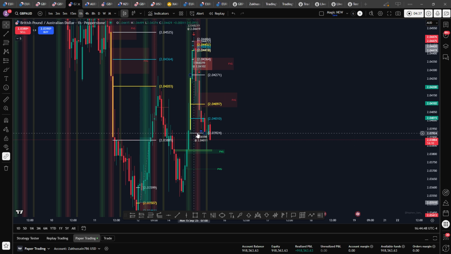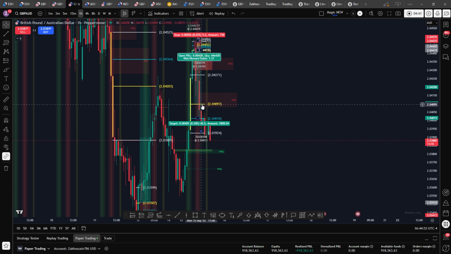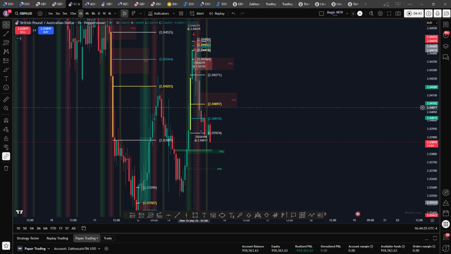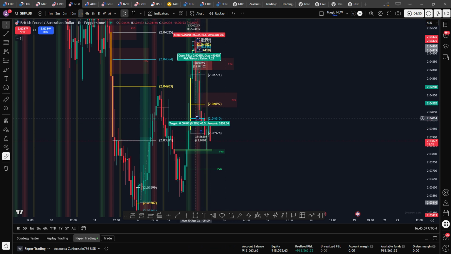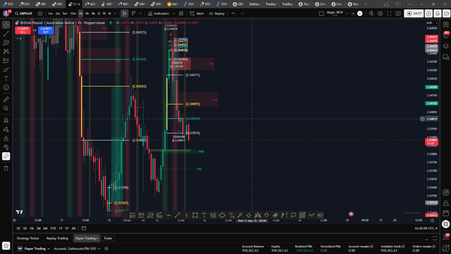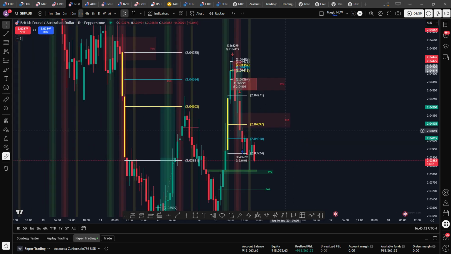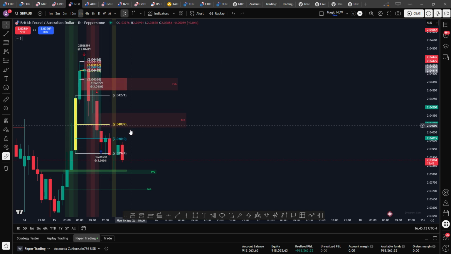Remember, we rarely go for 100%. It's always either exclusively 50% or half of the trade closing out at 50% and the remaining half at 75%. So in this case, it was the latter. So 50% and then the remaining portion of the trade at 75%. And as you can see, it worked out really nicely.